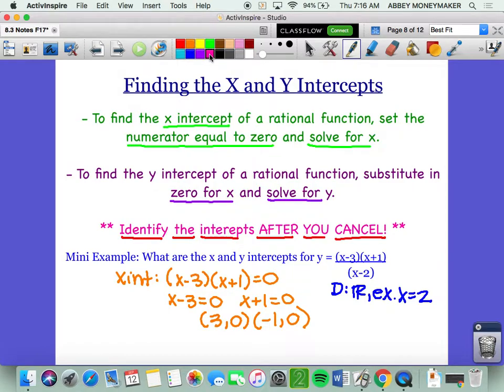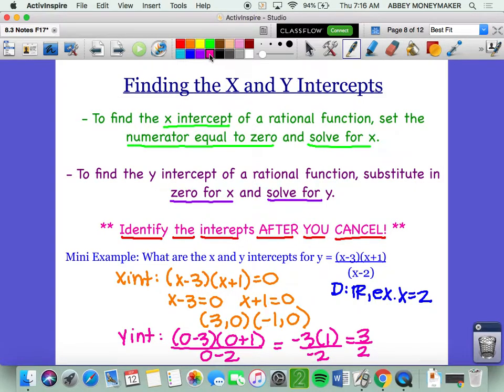To find my y-intercept, all I have to do is wherever I see an x, I'm going to plug in 0. So I would have (0 minus 3) times (0 plus 1) over (0 minus 2). So that gives me negative 3 times positive 1 over negative 2. So that gives me 3 over 2. So my y-intercept would be (0, 3/2). Am I going to take points off if you don't write it in the right form? Everybody, yes, I will take the points off. You know how to write an x and y intercept. Okay, so the x-intercept, you set the numerator equal to 0 and solve. Y-intercept, plug in 0, simplify, and solve.